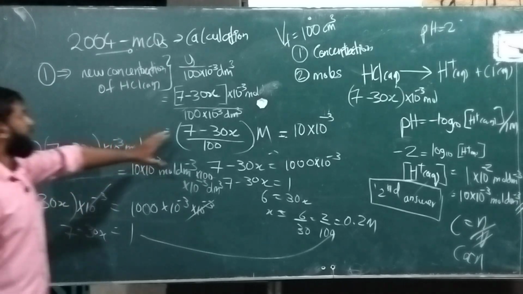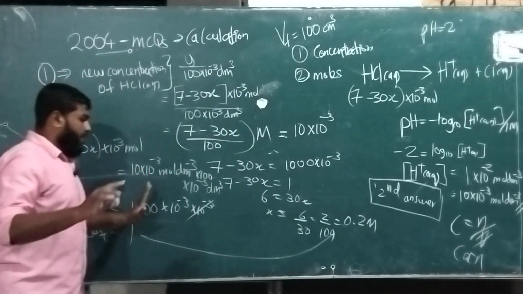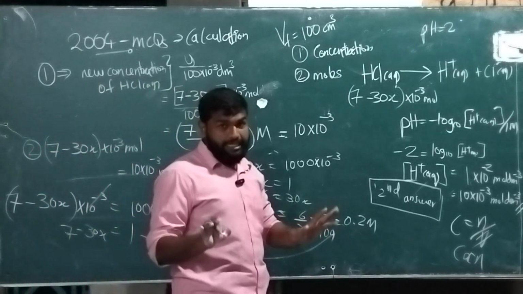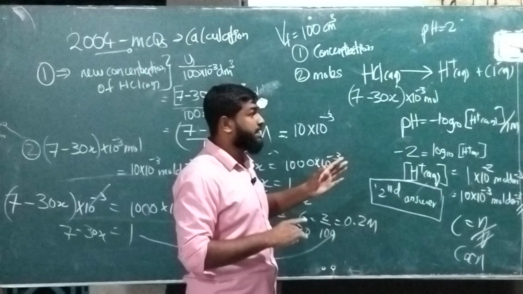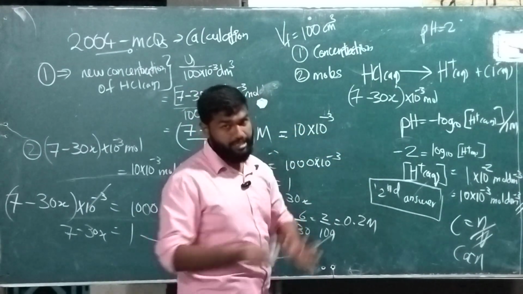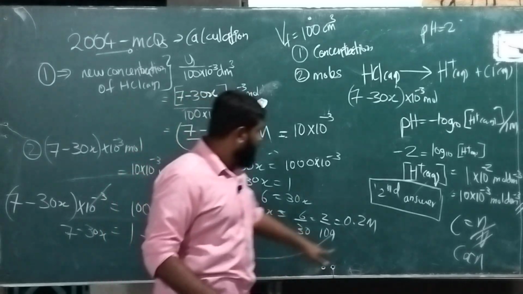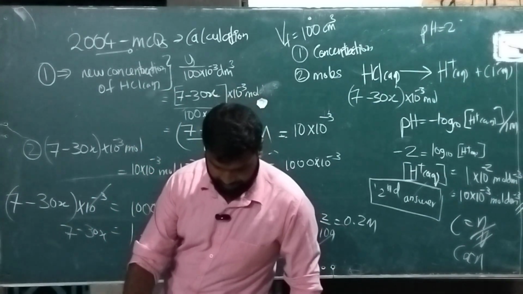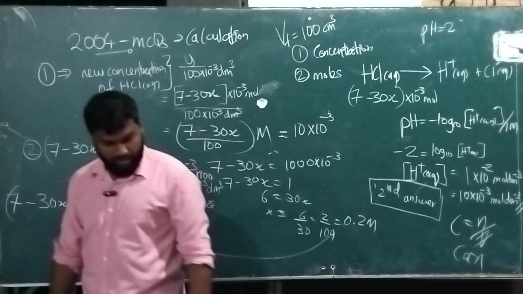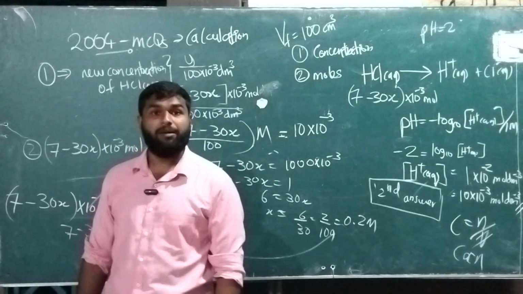Understood? You can do it in these two methods, no harm. Whichever method you use, you can relate them with the concentration or with the moles. The answer is going to be the same. Exactly, you will get 0.2 moles. That is going to be your second answer. Right? Let's see the seventh question in the upcoming next video.